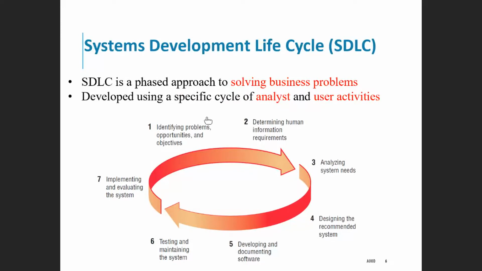Start with identifying the problems, the opportunities, and the objectives for the system, determining human information requirements, and the third step is analyzing system needs, designing recommended systems, developing and documenting software, then testing and maintaining the system. Seven, implementing and evaluating the system. After you implement and evaluate, then adjustment if it's needed, or you go and identify the problem again and work through the cycle again.